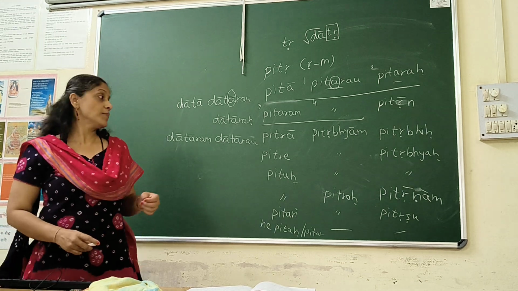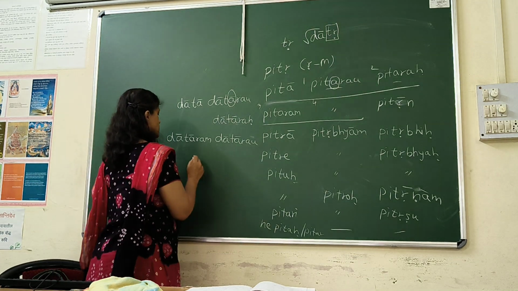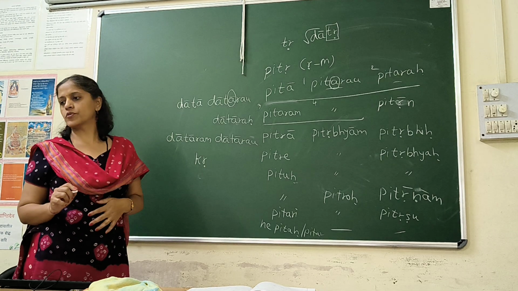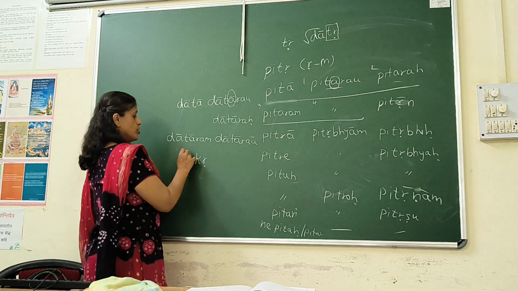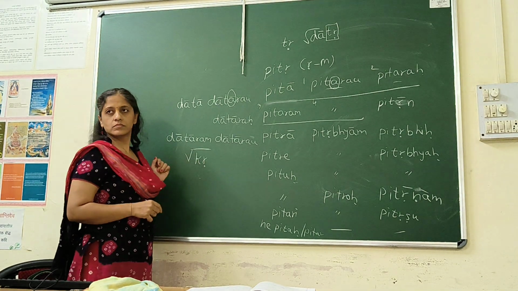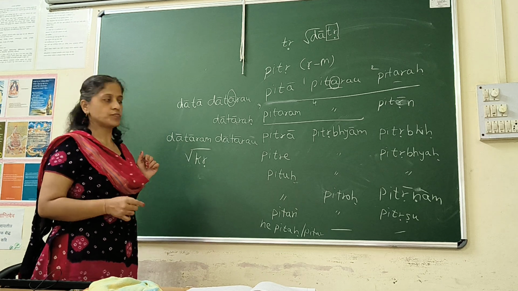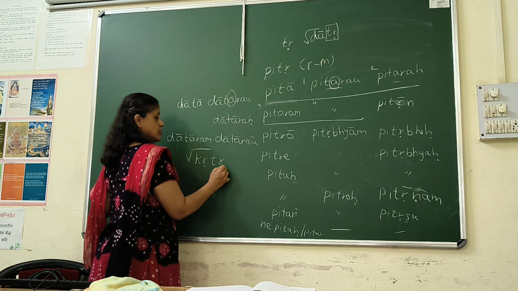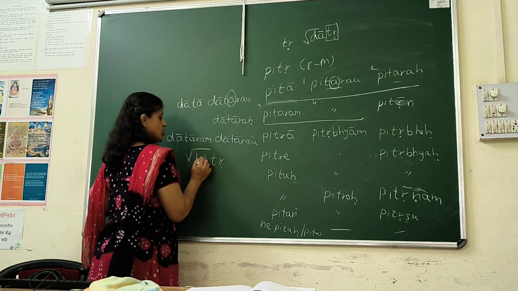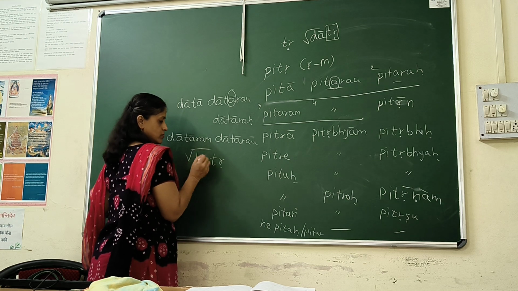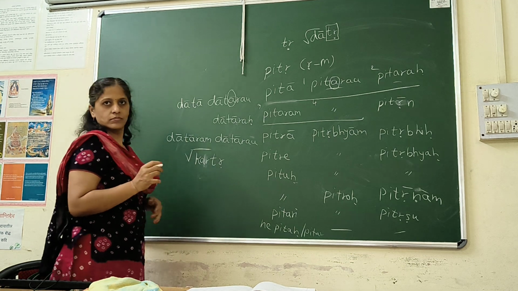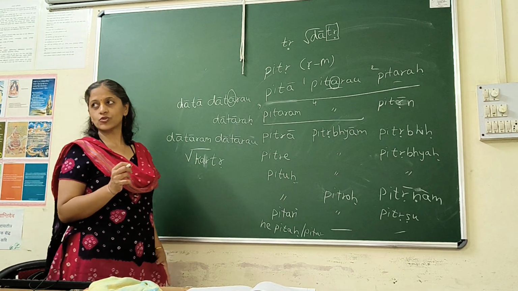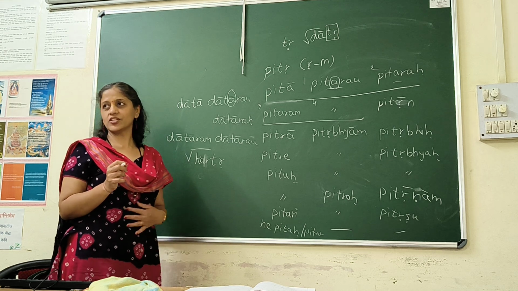Let's take one or two more examples. Kru. What is the meaning of kru? This is the root verb kru, to do, and through the suffix tru, there is a little change. This kru changes to guna, kar. Kru changes to kar. Ru changes to ar, guna by the Sandhi rule.